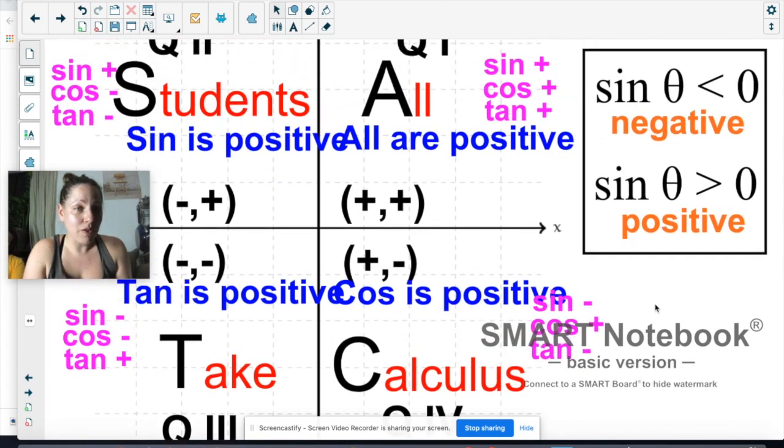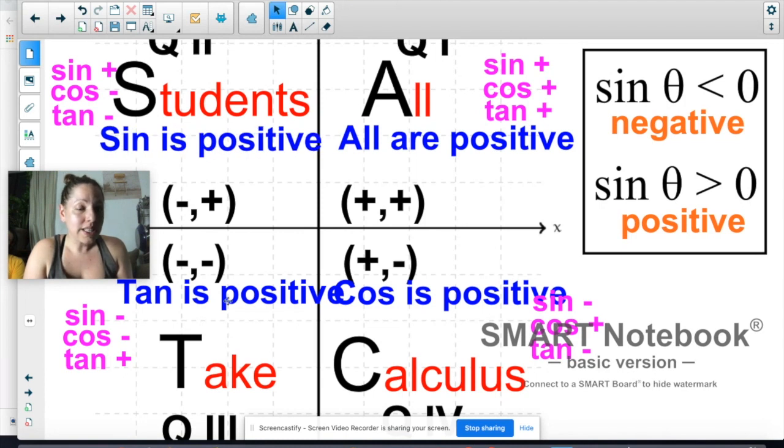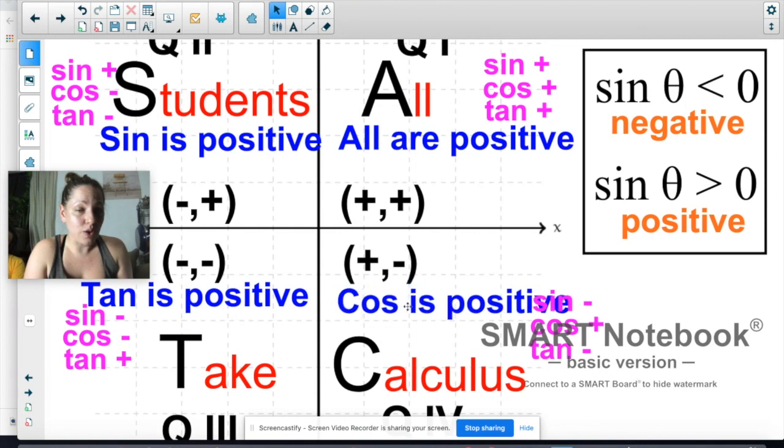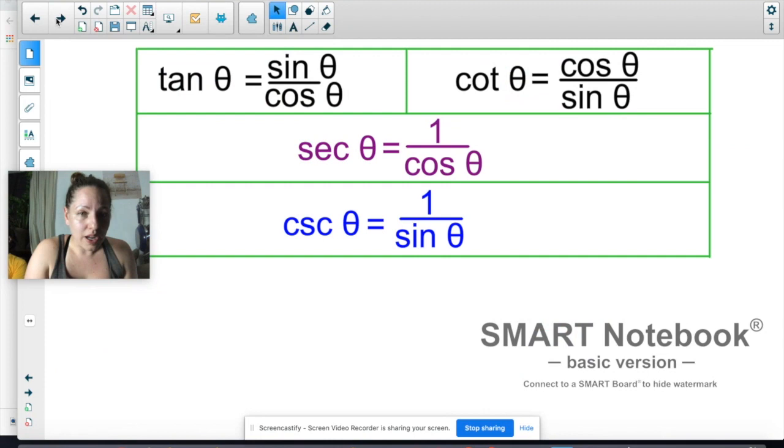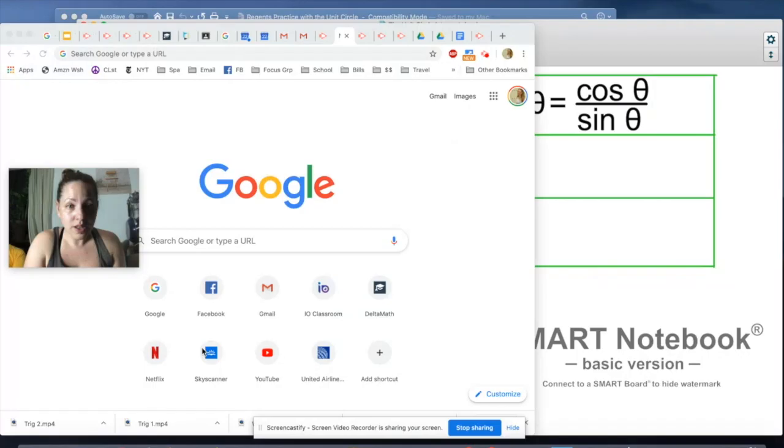So the way that we remember this, and this is how I was taught it back when I was in high school, is all students take calculus. So if you go quadrant by quadrant, A is for all, so they're all positive here. S is for sine, so only sine is positive in this quadrant. T is for tangent, only tangent is positive in this quadrant. And then C is for cosine, and only cosine is positive in this quadrant. But you can also just think it through and think about, is the x or y positive or negative in that quadrant? Okay. Pause this, write these down, and give me 1 second.